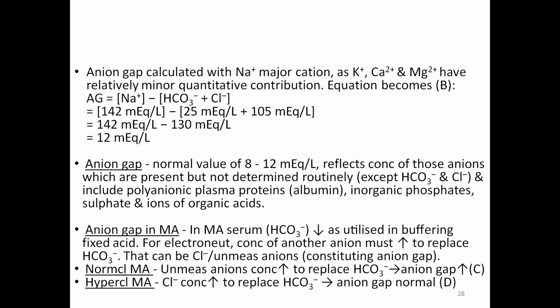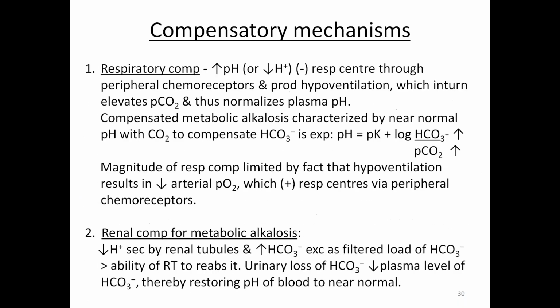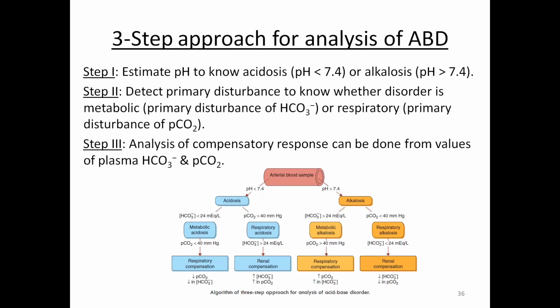These two have different causes, and basically a high anion gap metabolic acidosis means that there are other unmeasured anions in the ECF other than chloride and bicarbonate ion. So this is how your anion gap concept comes into play. I hope you all have got some clarity on the three-step approach which we use for analyzing the acid-base disorders.